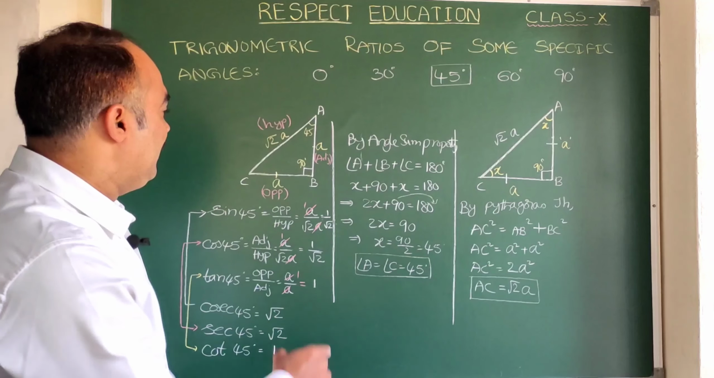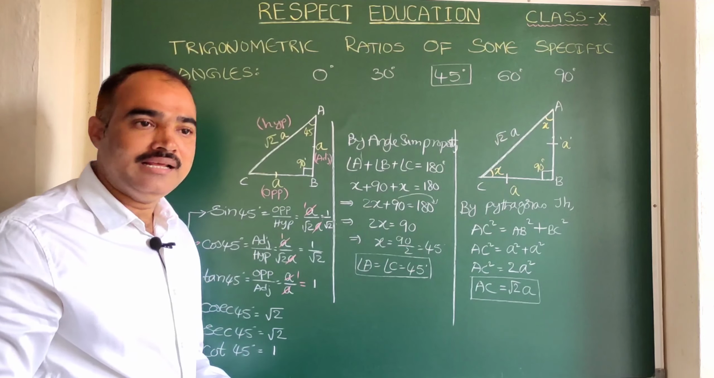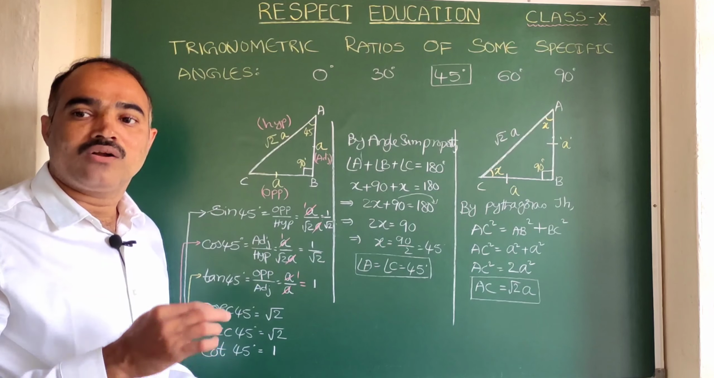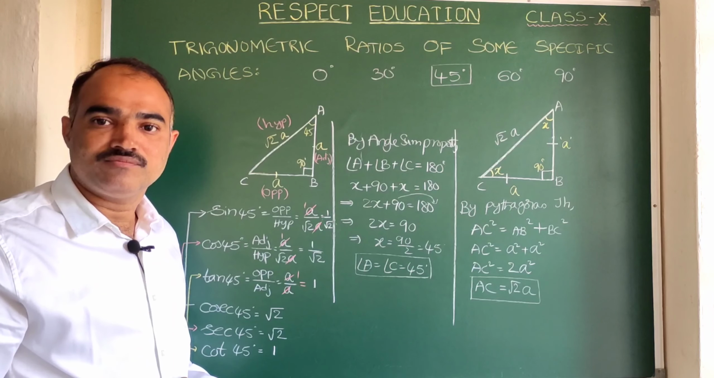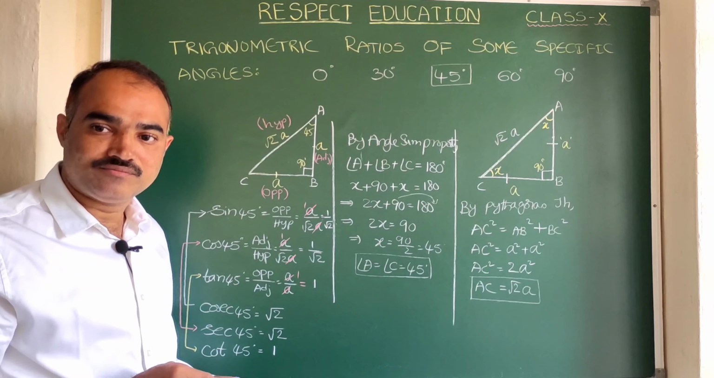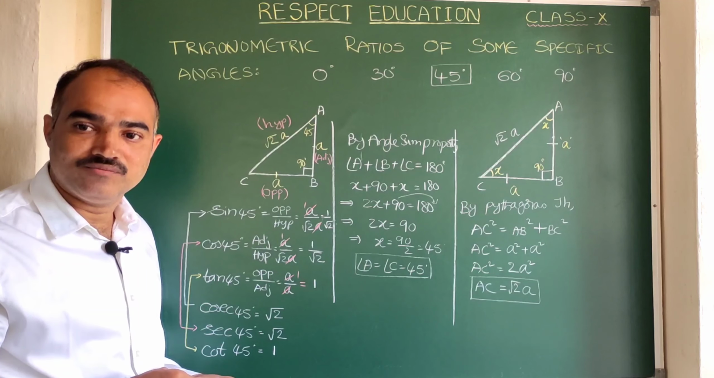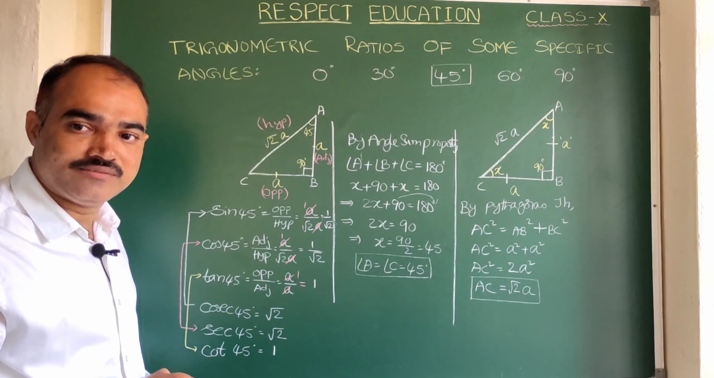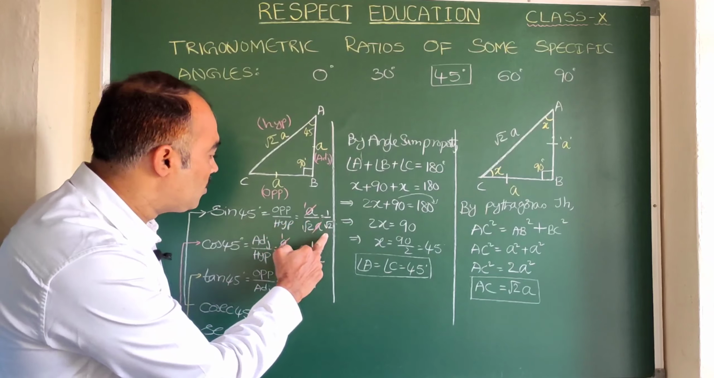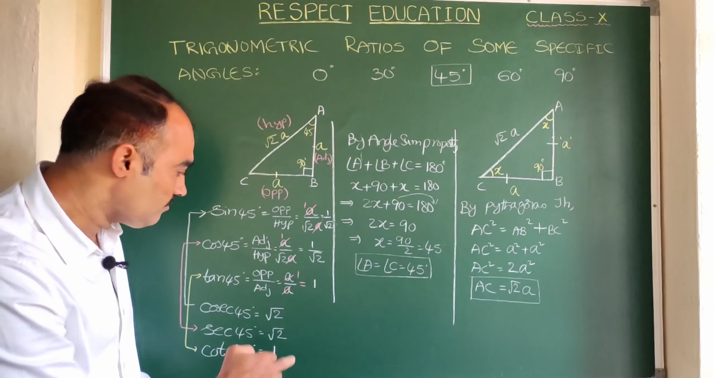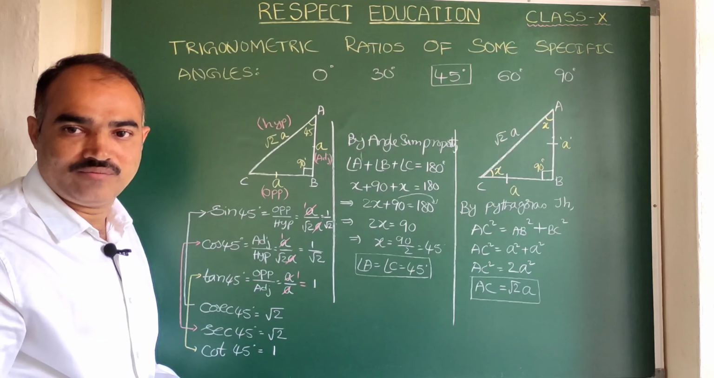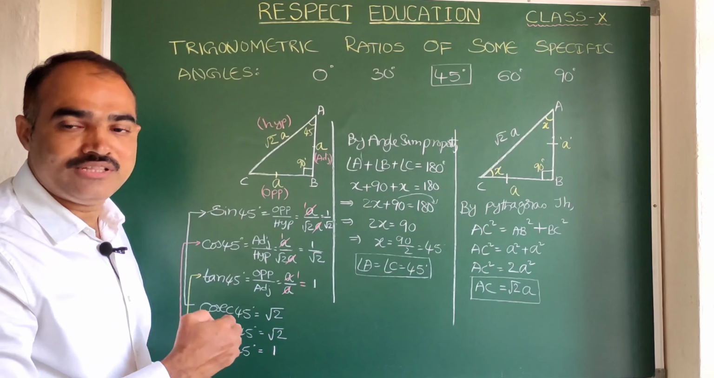Now let us recall once again the values of sin 45 degrees, cos 45 degrees, tan 45 degrees, secant 45 degrees, cosecant 45 degrees, cot 45 degrees. Here you see 1 by root 2 and 1 by root 2, those are equal. 1 and 1, those are equal. Root 2 and root 2, those are equal. Is it clear?